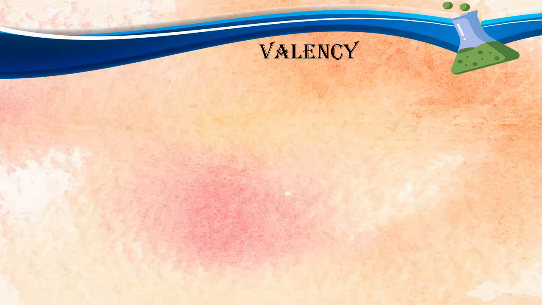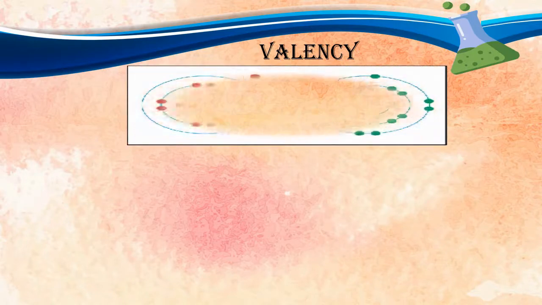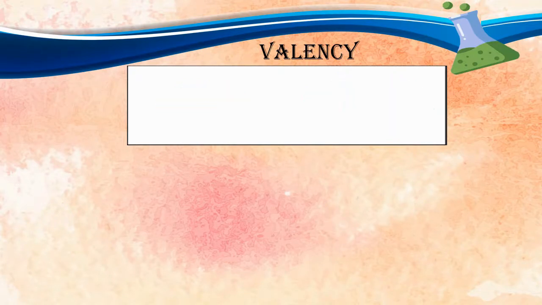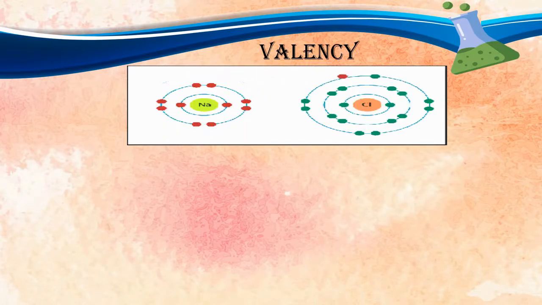Valency is the number of chemical bonds formed by one atom of that element with other atoms. In the 20th century, the relationship of the valency of an element with its electronic configuration was recognized. Let us see one example which you have already seen in standard 8, that is formation of sodium chloride.